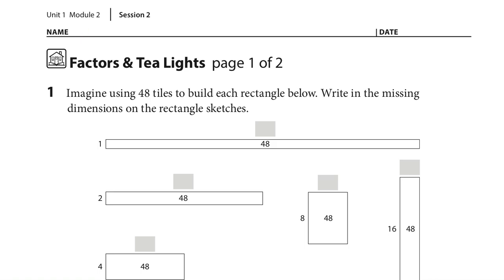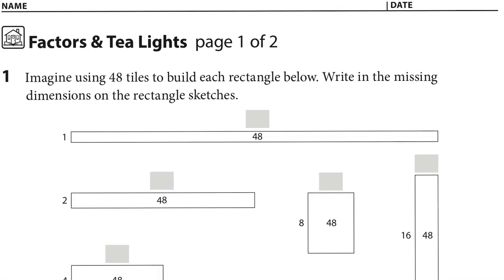So speaking of T-Lights, it looks like in number 1 we're going to imagine using 48 tiles to build each of the rectangles below. So no matter how we arrange the T-Lights, there's going to be 48 of them arranged in some sort of rectangular shape. We want to write in the missing dimensions on the rectangle sketches.